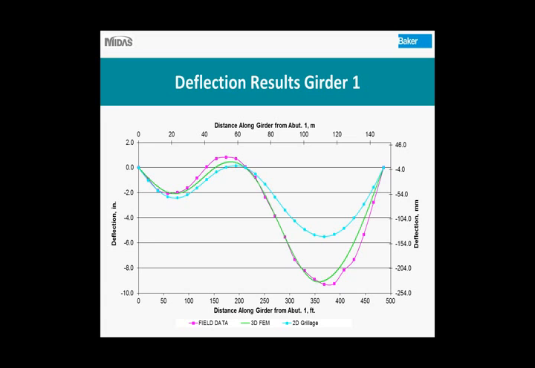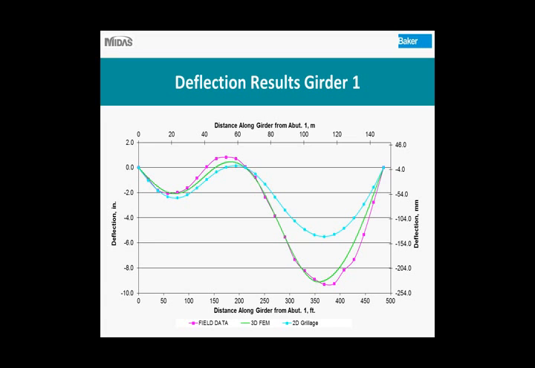So this graph is showing the deflection results for girder 1, and we have the 3 things we're looking at again. The pink line represents the field data. A scan was conducted of the bridge when all the steel was in place, and then a second scan was conducted after the deck had been placed. So this deflection data represents the change in deflection from when we had just the steel to when we put the deck on.